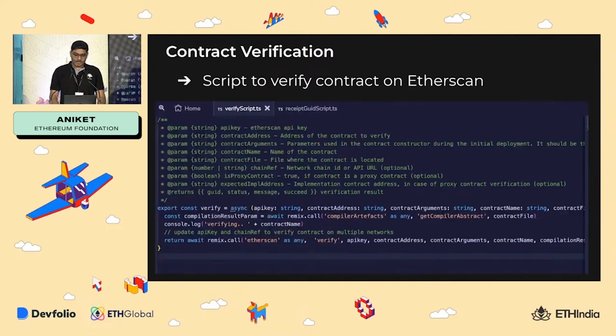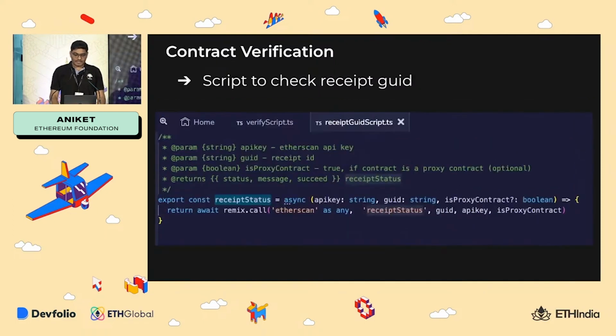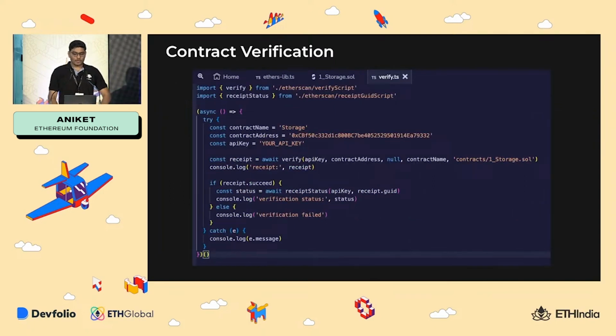What are these scripts about? There is one particular script containing the logic to verify the contract on Etherscan. If you have ever verified a contract on Etherscan, whenever we do it, we get one particular GUID, and using that GUID we can track the status. There is a second script that helps in getting the status of that GUID. We can prepare a third script as per our needs, and we can import those scripts as I have done in this file.